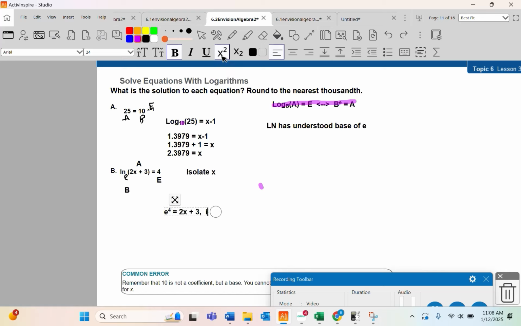And I'm just going to go through the isolate x part. All right. So I'm going to subtract 3. You don't want to push buttons in a calculator yet because you'd get some funky decimal that equals 2 to the x. And now I'm going to divide by 2. So e to the fourth minus 3, sitting pretty over a 2.